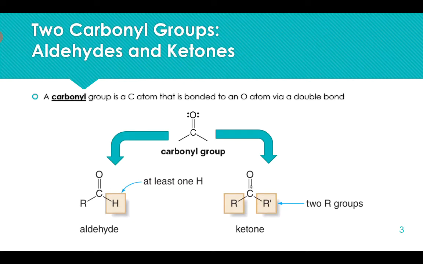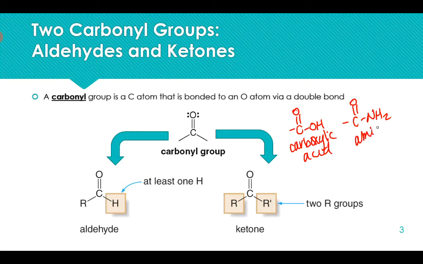In our next couple chapters, we'll also be introducing carboxylic acids and amides, which are also carbonyl functional groups. So this is a carboxylic acid, and this is an amide. And those are also carbonyl functional groups. So carbonyl is just a generic term for the C double bond O feature in the molecule.